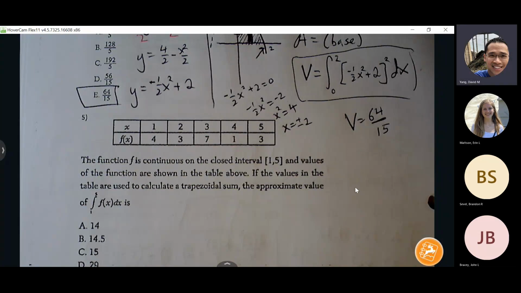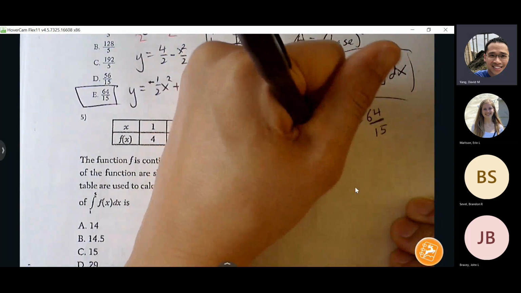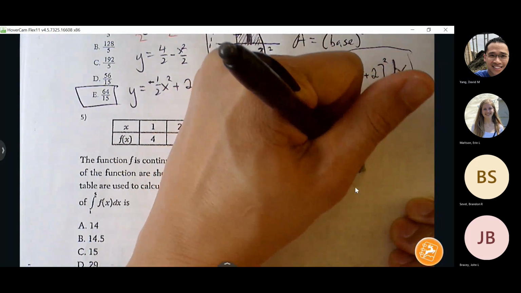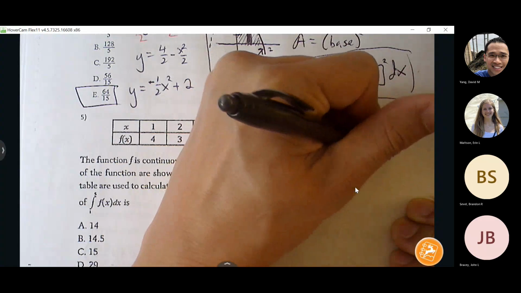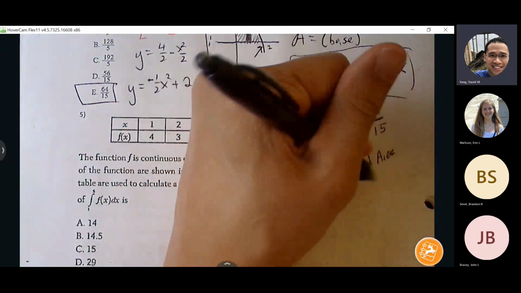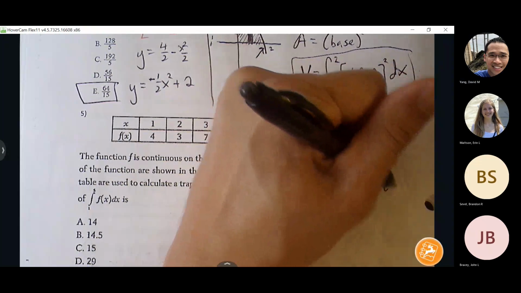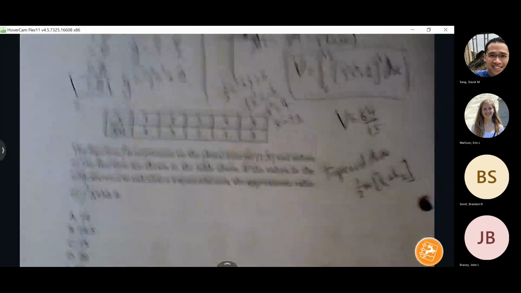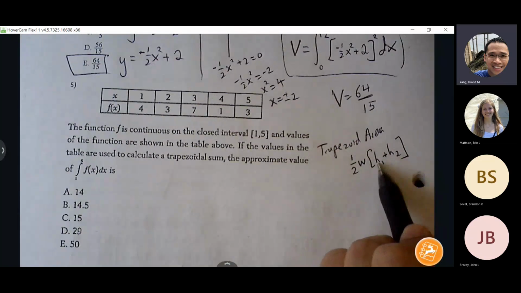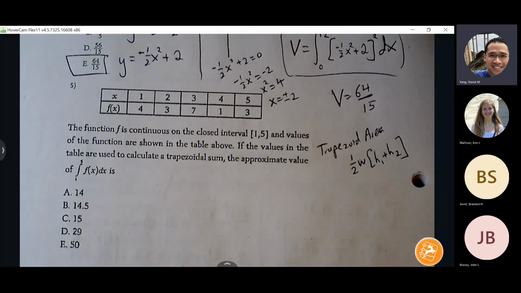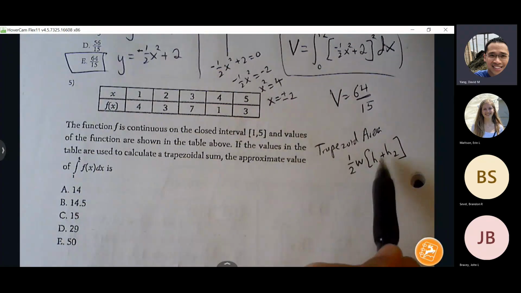The function f is continuous on the closed interval, and the values of the function are shown. If the values in the table are used to calculate a trapezoidal sum, the approximate value on the interval from 1 to 5 is... So, trapezoid area is not base times height. It's a little bit more involved than that. It's 1/2 width times height 1 plus height 2. Now, every trapezoid only gets 2 heights. So if I have a span of multiple heights, I'm still going to just pick the ones at the end.